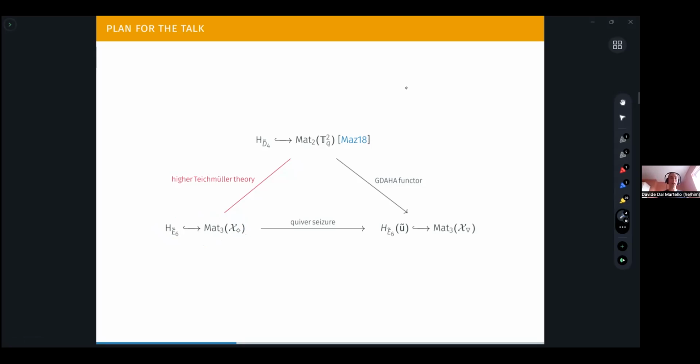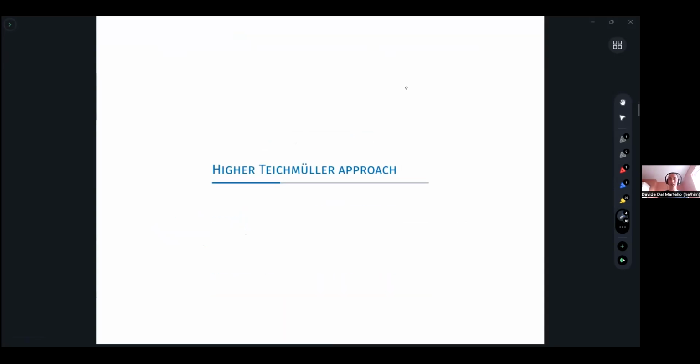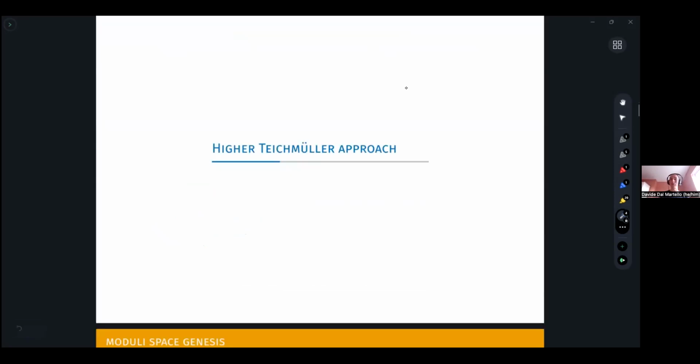So I think that before delving into this is a perfect time to stop if there are any questions at this point. If not, let's dive into this higher approach to the representation theory of GDAHA.